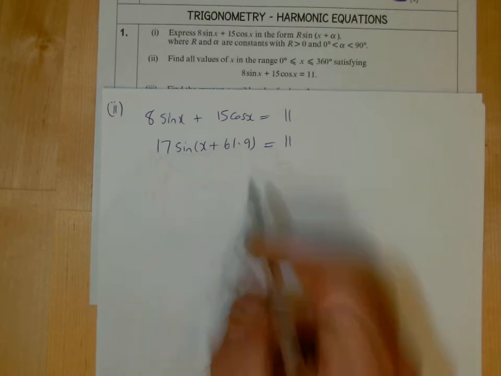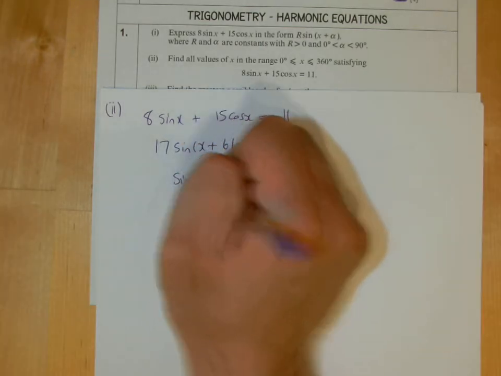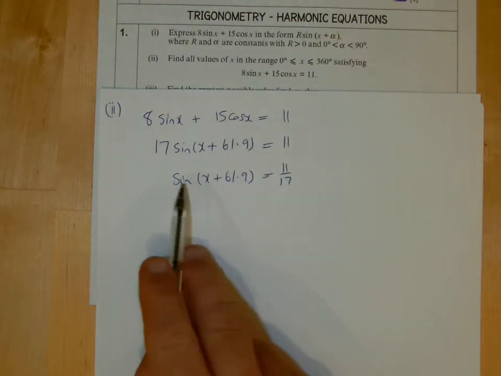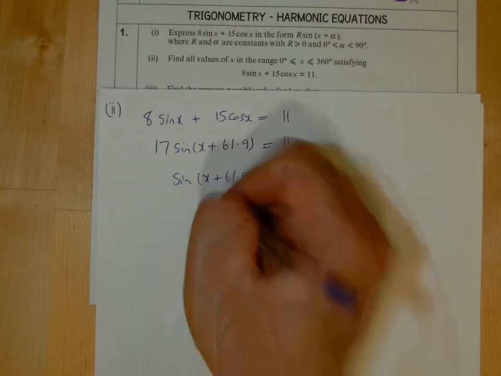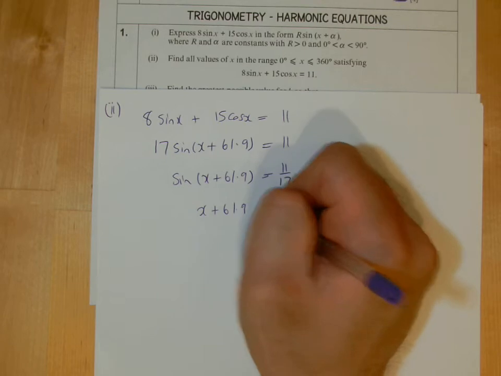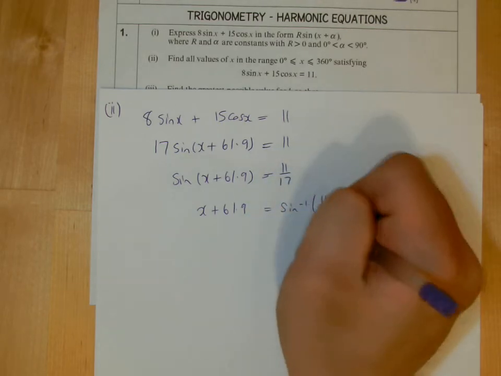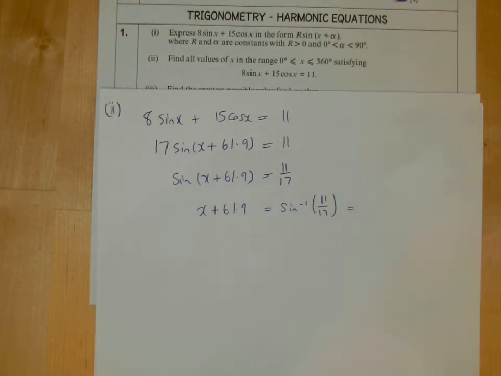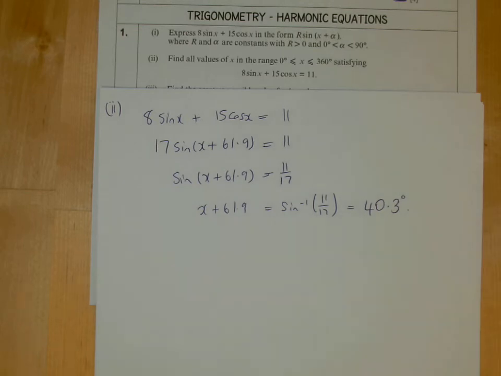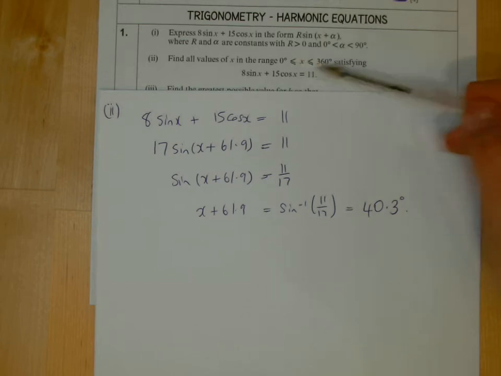So I can take the 17 over, and it'll be 11 over 17, and I can actually work out what this is. So leave that as x plus 61.9, but I can actually work out what that is: sine to the minus 1 of 11 17ths. Just work out what that is in degree mode, of course. So I get that to be 40.3 degrees.